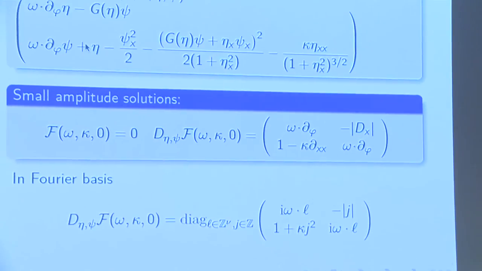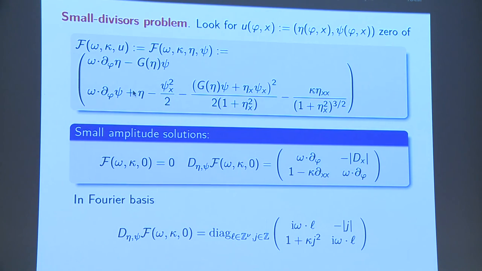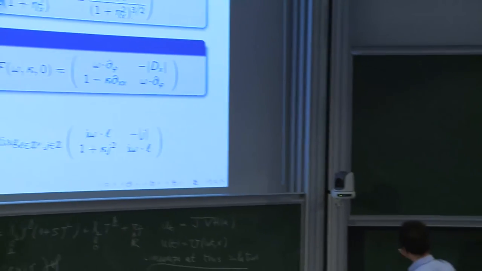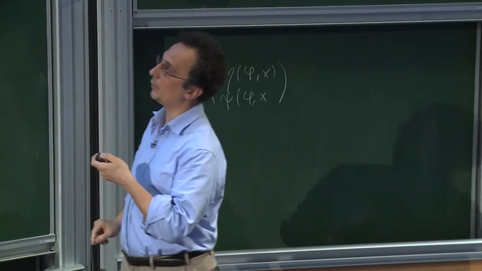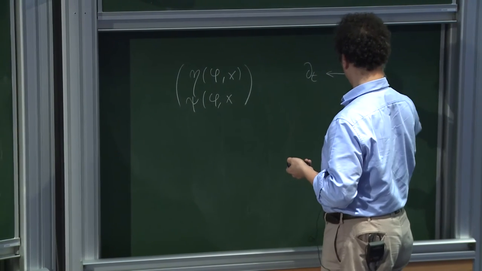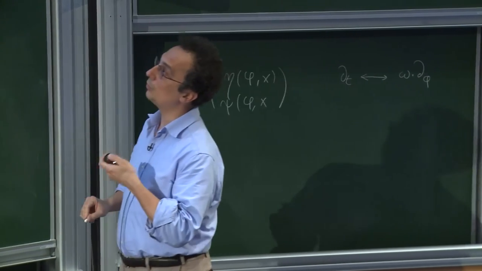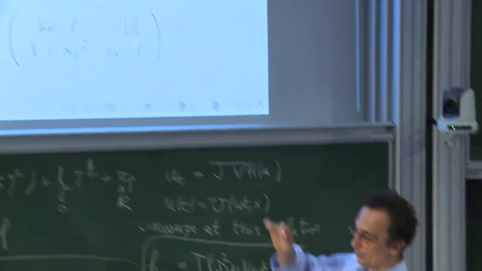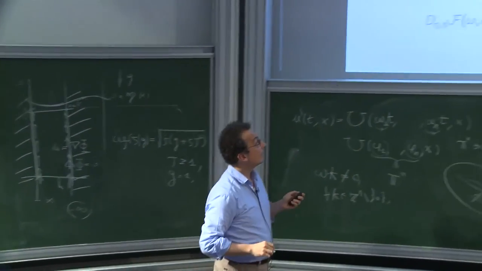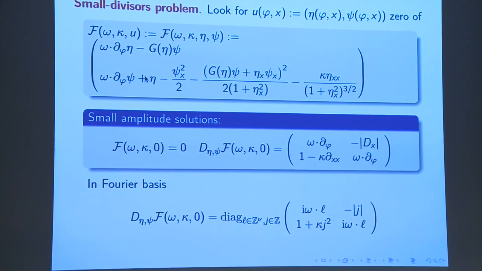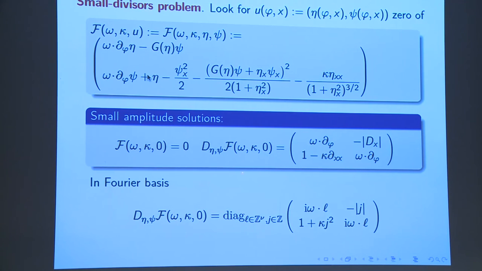Okay, this is an easy explanation of why this is a small divisor problem. Suppose that we look for zeros of this nonlinear operator, where one looks for an embedding of the solutions, replacing dt with omega dot d phi, so dt becomes, in quasi-periodic setting, omega dot d phi. So one needs to look for zeros of this operator when u is equal to zero, because we want small amplitude solutions; we start from the flat ocean with zero velocity potential. And then, by the implicit function theorem, we want to find eta and psi as a function of the other parameters, kappa, omega.